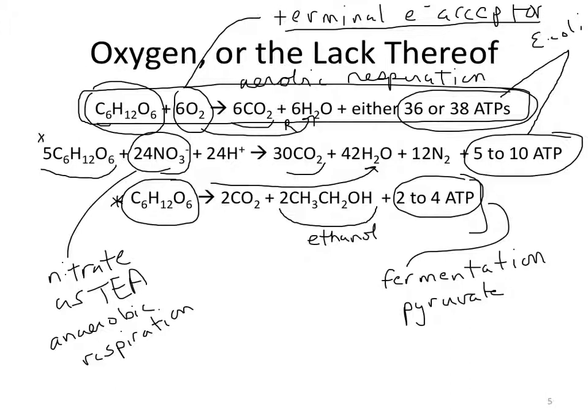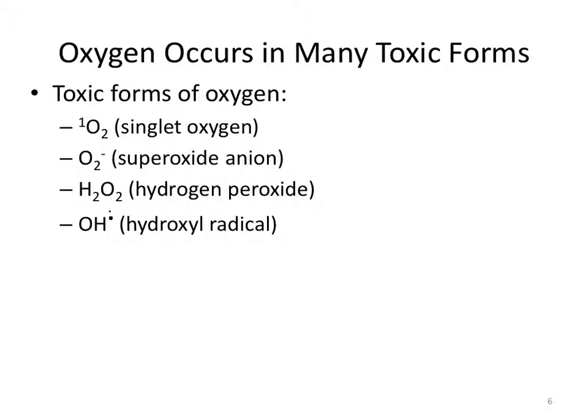Let's think a little bit more about oxygen. So oxygen occurs in many toxic forms. In the atmosphere, you can have what is known as singlet oxygen. It's highly reactive and can damage cells through that reactivity.